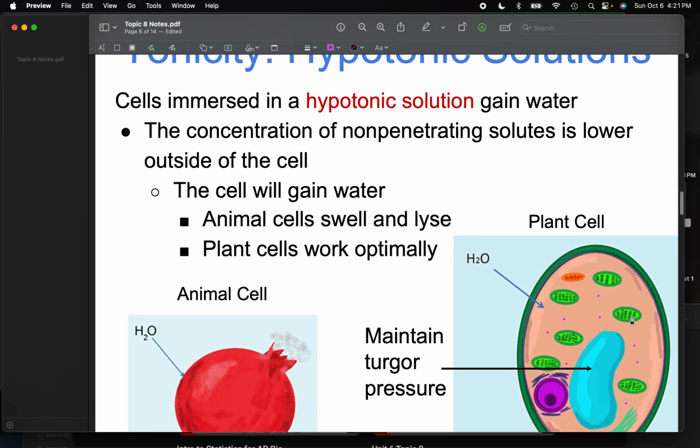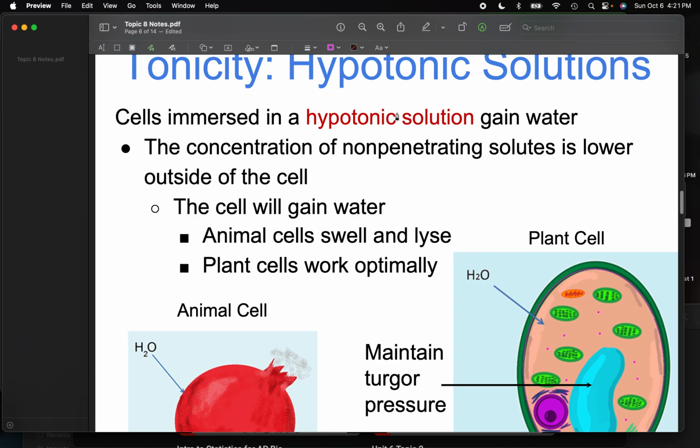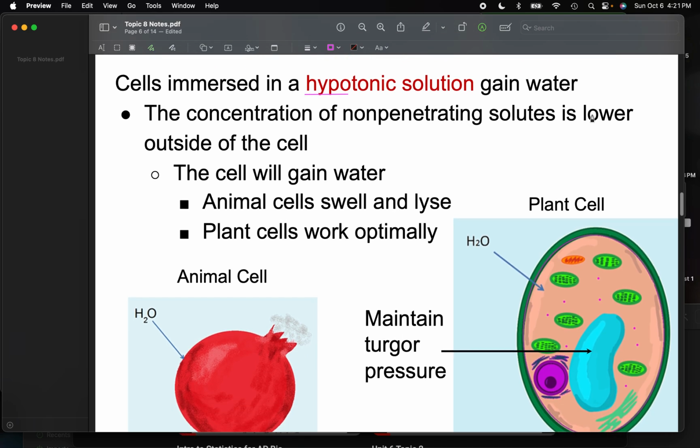A hypotonic solution is exactly the opposite of hypertonic. This is when there's not enough solutes, hypo meaning lower than inside the cell. So a cell immersed in a hypotonic solution will gain water. So the concentration of solutes is lower outside the cell than it is inside the cell.